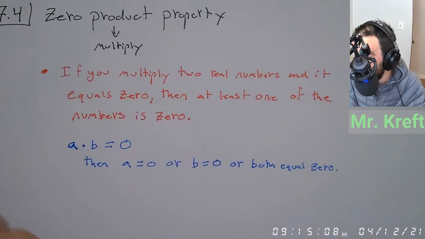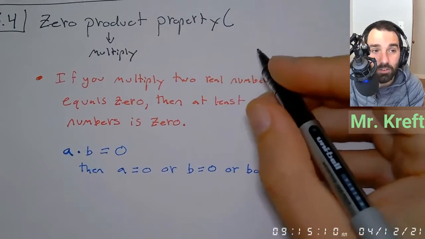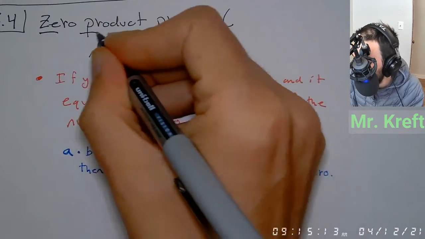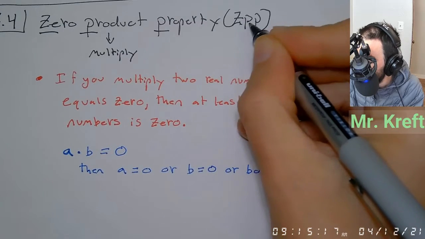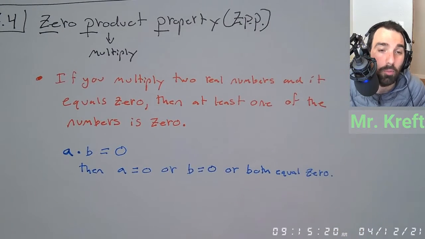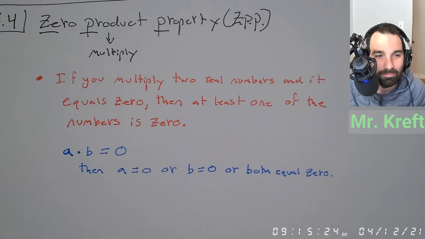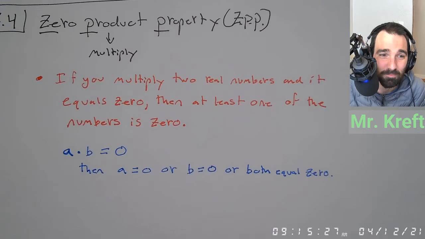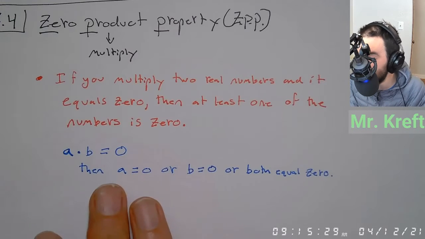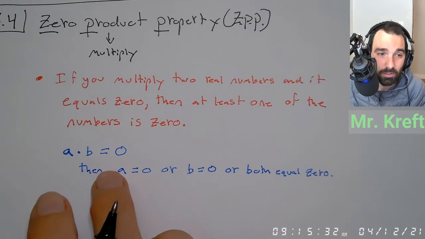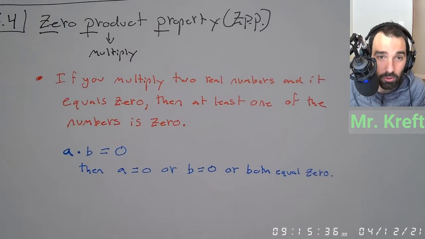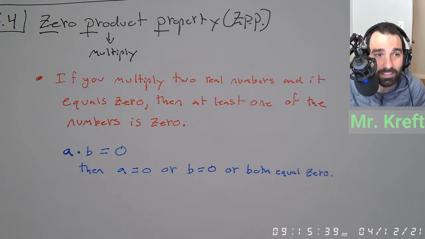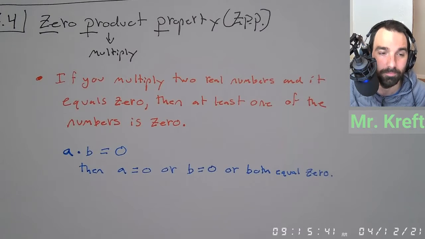Now, one other thing is sometimes for shorthand, if you don't like writing out zero product property, you can just write ZPP. ZPP is the zero product property. That, and it's fun to say. You can say ZPP. And it's just kind of fun to say. Okay? So, zero product property is when you have two things multiplied to zero, then either A has to be 0 or B has to be 0. And I'm going to show you guys how this all ties in with factoring.